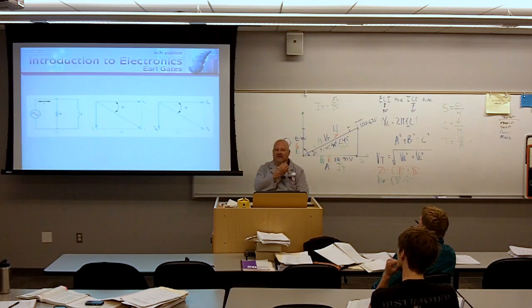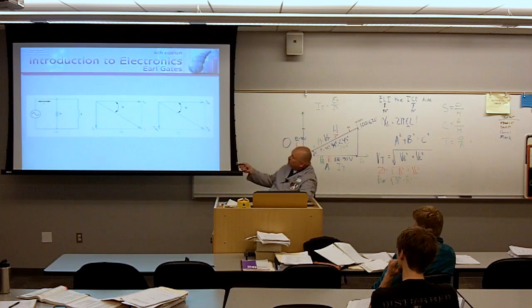Here's our parallel circuit. Voltage across the resistor is the exact same voltage across the inductor. The current through the resistor, what angle is this? What side of the right triangle is this?